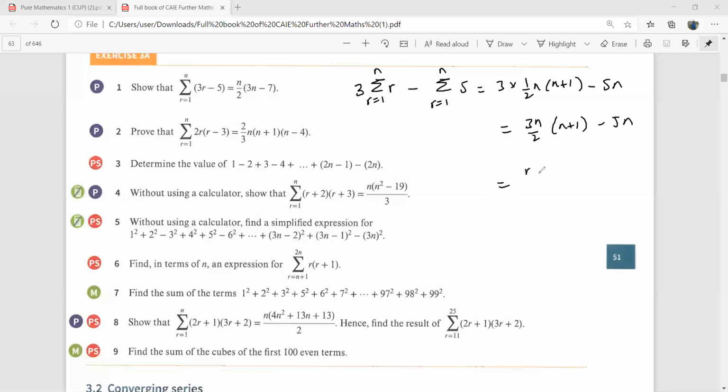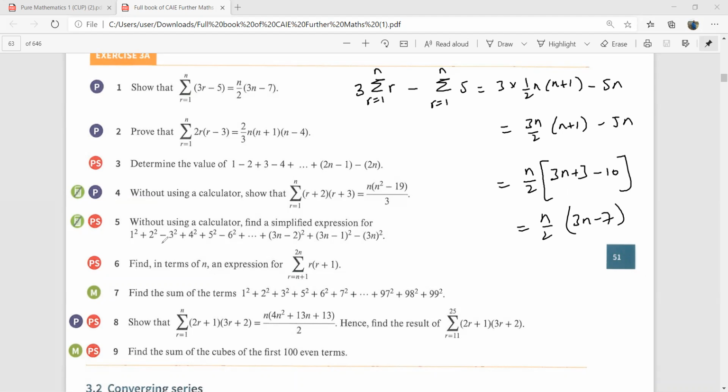You have n common over here, okay? And I'm taking LCM as well. So we are left with 3n plus 3, and you will be left with 10 over here minus 10, okay? So this is n over 2 into 3n minus 7. That is how you can show that this is like this, okay?